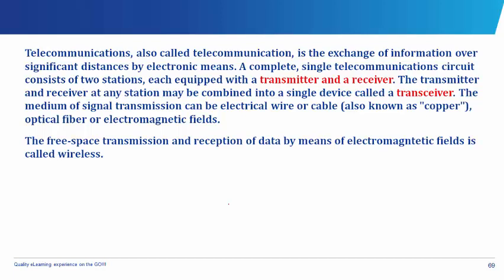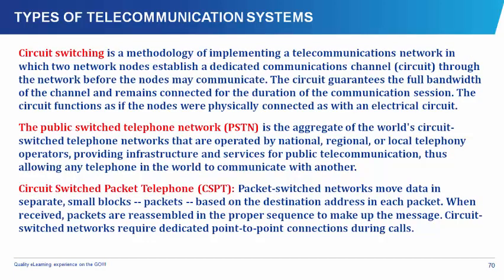The medium of signal transmission can be electrical wire or cable, also known as copper because it's most times made of copper cables, optical fiber, or electromagnetic fields. There's free space transmission, and reception of data by means of electromagnetic fields is called wireless. Now, let us understand this. For example, in your phones you have Bluetooth. That is, you can connect to someone else's phone, maybe send media or receive media, even without your phones touching each other, not to talk about being connected by wire. That is called wireless. We now want to look at some types of telecommunication systems.